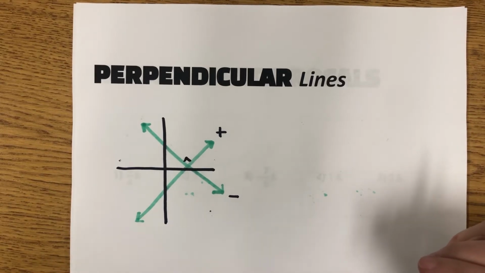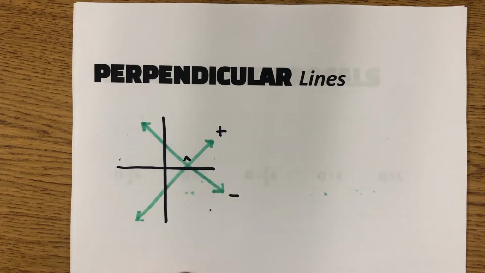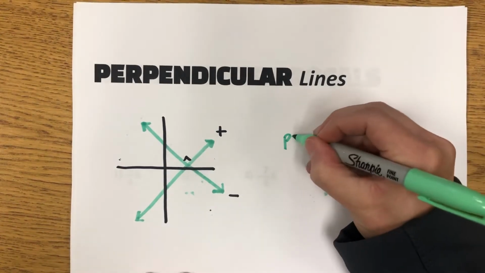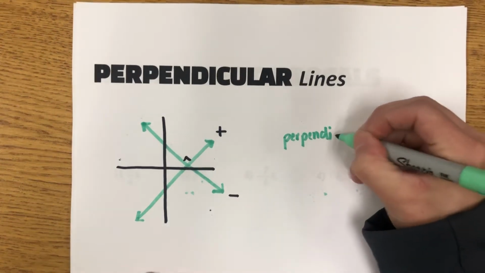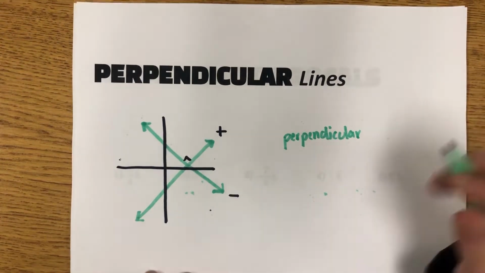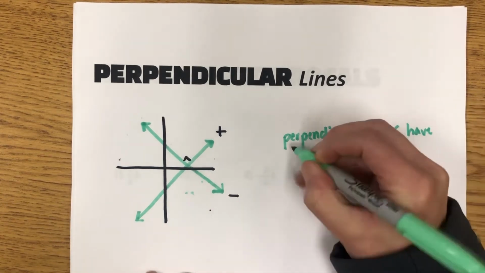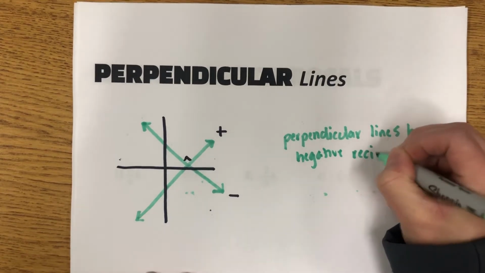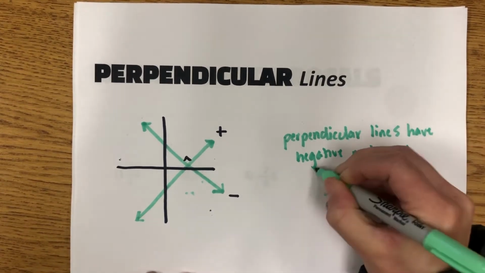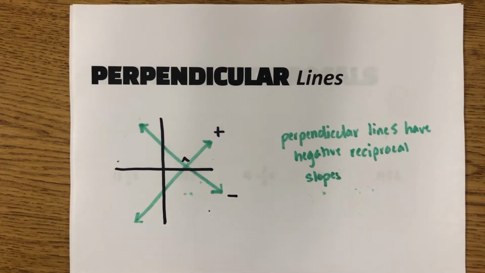So the interesting thing about perpendicular lines is that their slopes are negative reciprocals of one another. And we're going to talk a little bit about what a negative reciprocal is. Perpendicular lines have negative reciprocal slopes. So we did talk about what a reciprocal was.